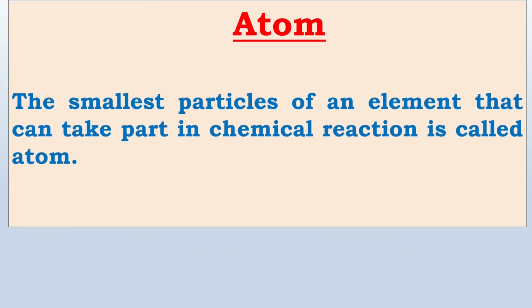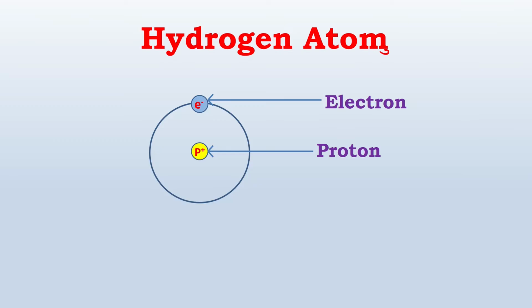And what is an atom exactly? We can define it this way: the smallest particle of an element that can take part in a chemical reaction is called an atom. It means the chemical reaction which brings changes in the substances and a completely new substance forms. In that type of change, what is the smallest unit which can take part in the chemical reaction? That is the atom. The atom is actually the smallest particle of an element, which is the smallest unit of chemical reaction.